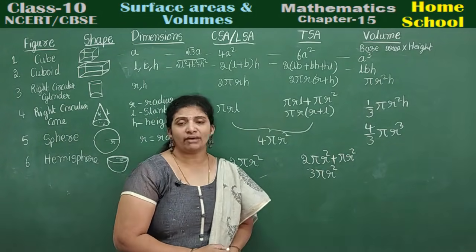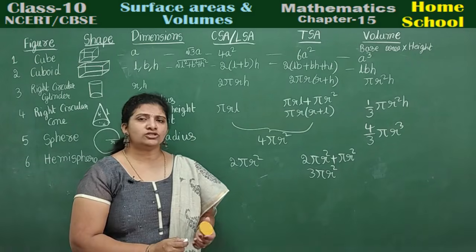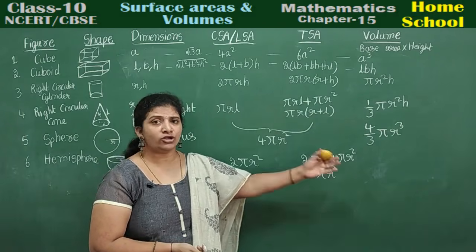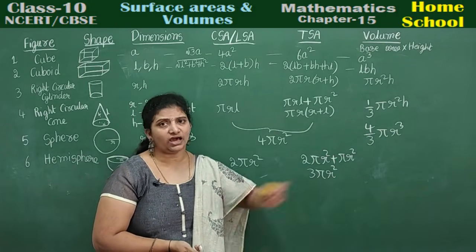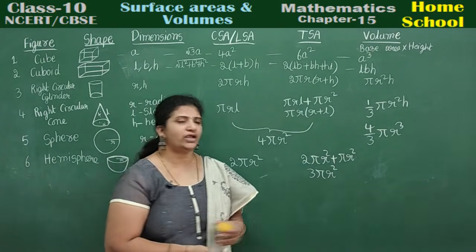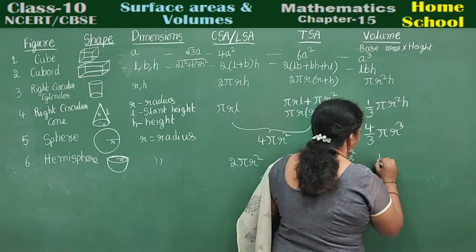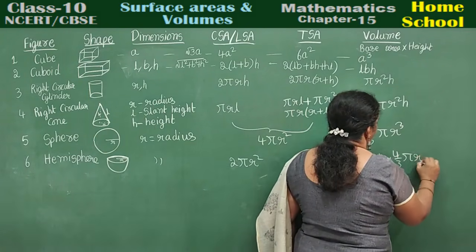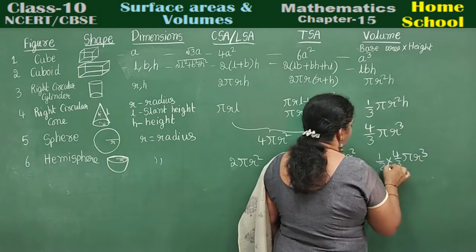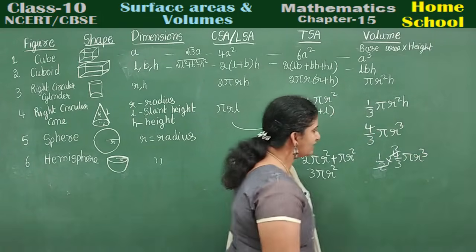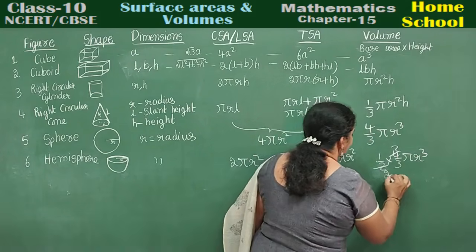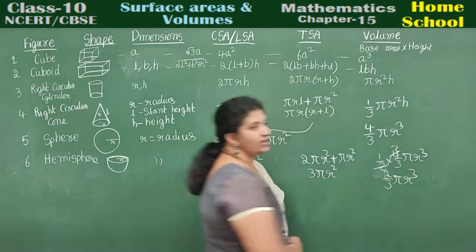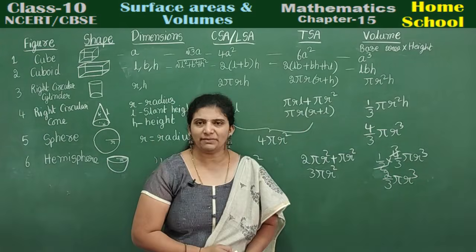Next, when we talk about volume, we are going to consider half of the sphere's volume. What is the volume of a sphere? 4 by 3 pi r cube. Then just multiply half for this. Half into 4 by 3 pi r cube. 2 2s are 4, so it will be cancelled. Then your answer is 2 by 3 pi r cube is the volume of a hemisphere.